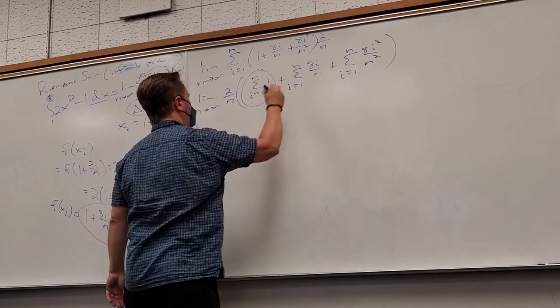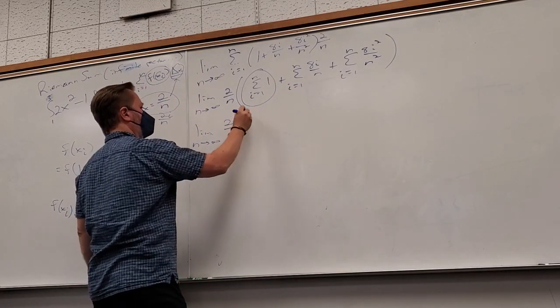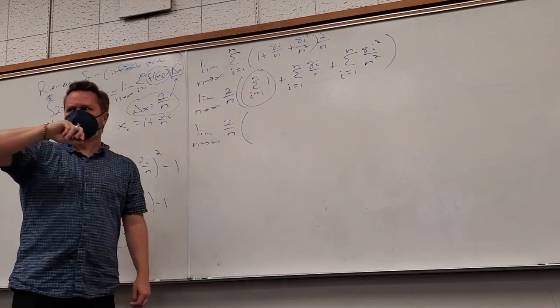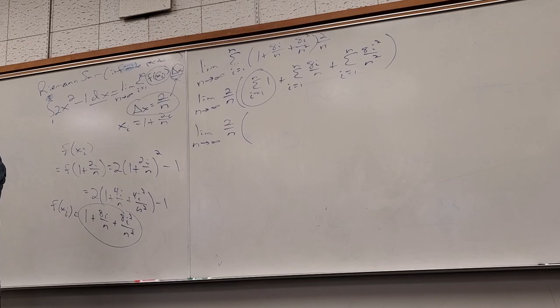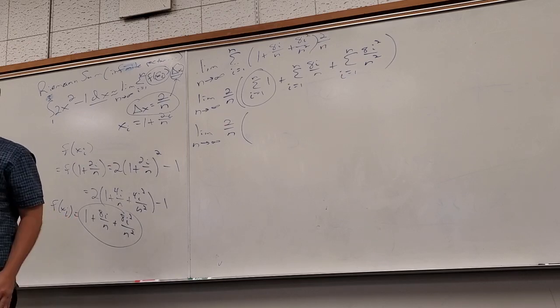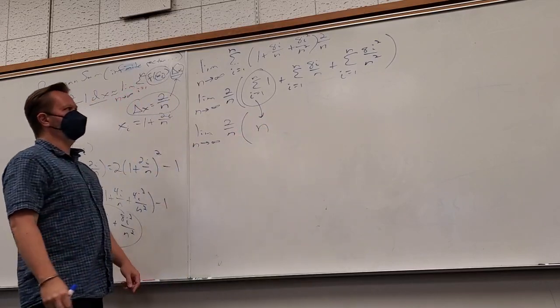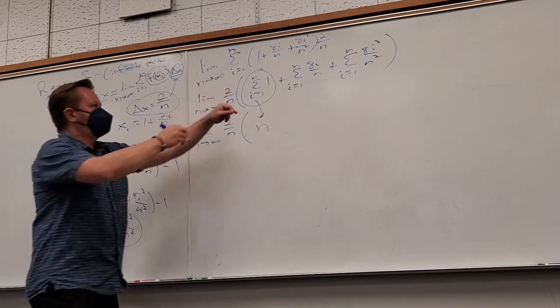Right, each of these guys. What's the sum from 1 to n of a constant? That constant times n, right? It's the definition of multiplication, really. It's just repeated addition. So this is n. Woohoo!